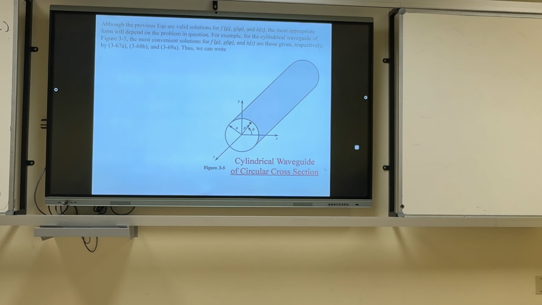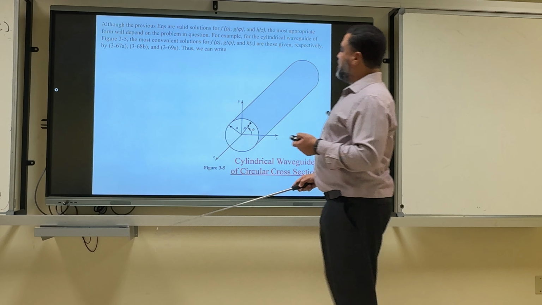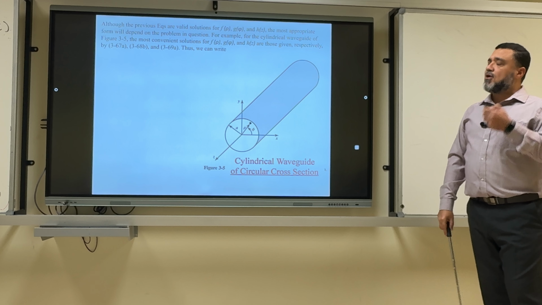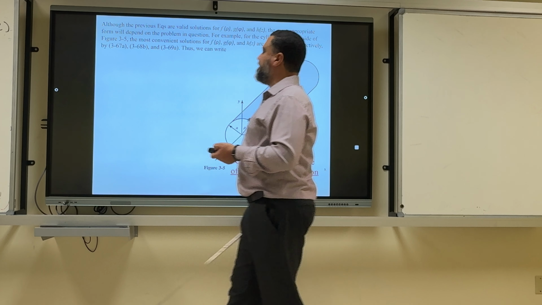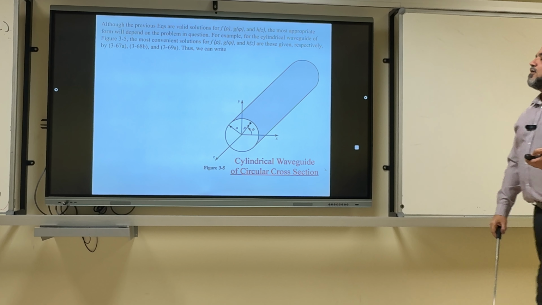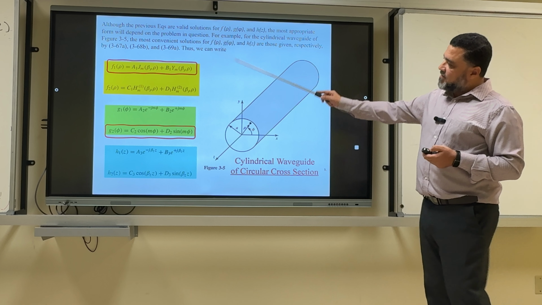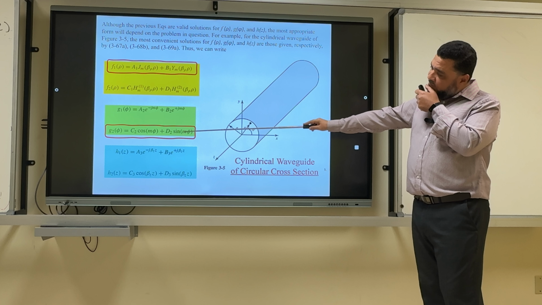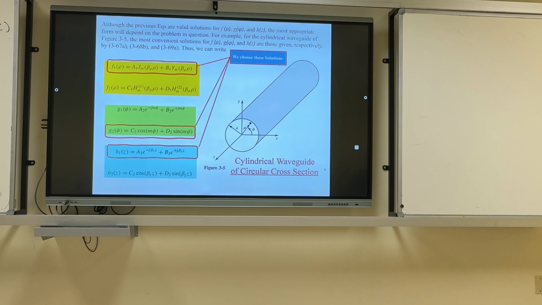And for h, will it be a standing wave or a traveling wave? The wave is moving along the axis, so it will be a traveling wave along h, or along z. And for g, you have two forms, periodic and traveling. It is periodic along phi. So this will be the solution: standing wave along rho, periodic wave along g, or along phi, and traveling wave along z.